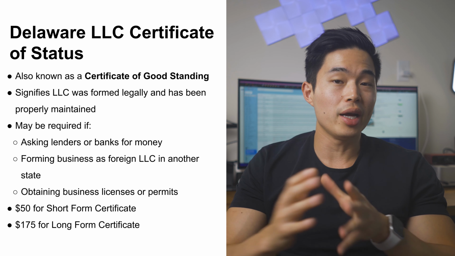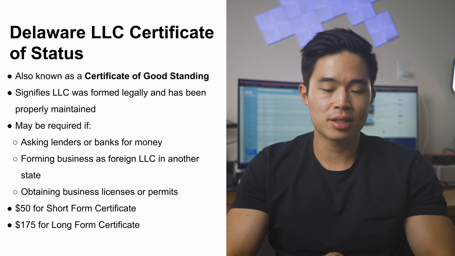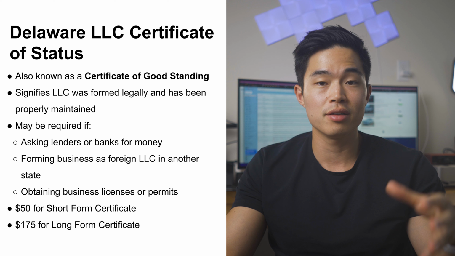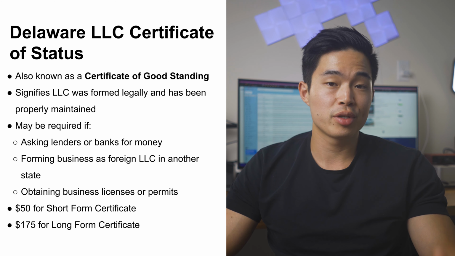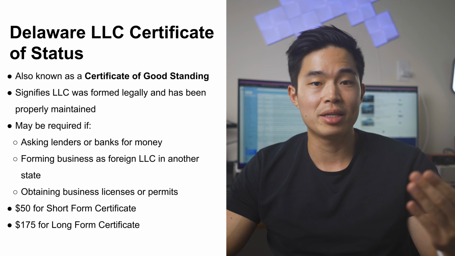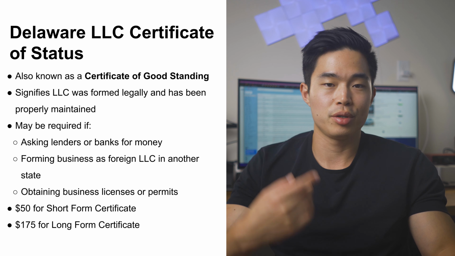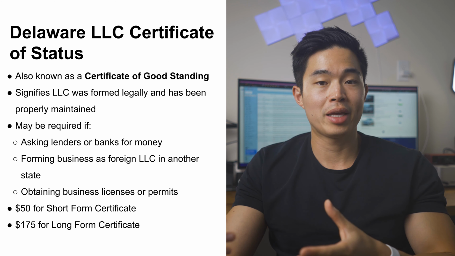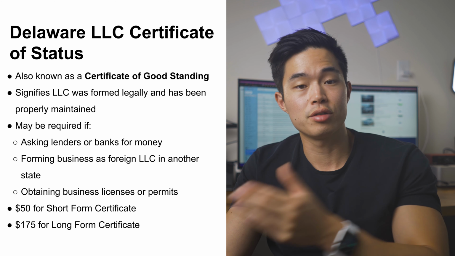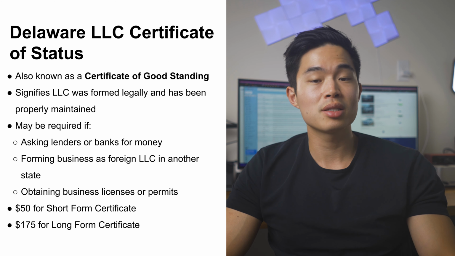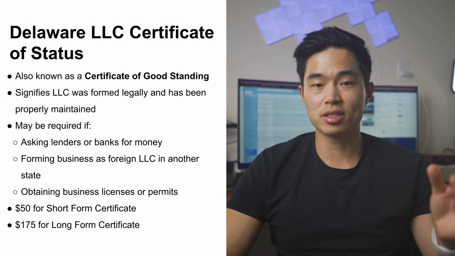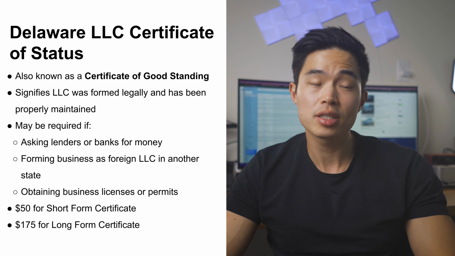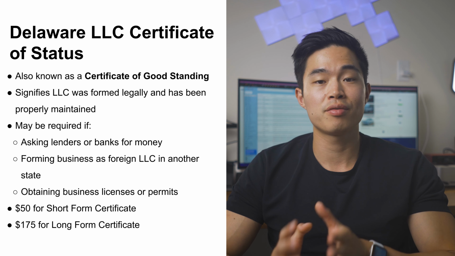There's also the Delaware LLC Certificate of Status, also known as the Certificate of Good Standing. This signifies that the LLC was formed legally and has been properly maintained, and it's required if you are asking lenders for money. It'll also be required if you're forming a business as a foreign LLC in another state, or when you're trying to obtain business licenses or permits. In Delaware, it's $50 for the short form certificate and $175 for the long form certificate.